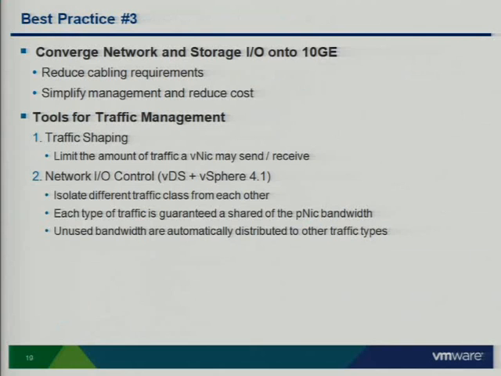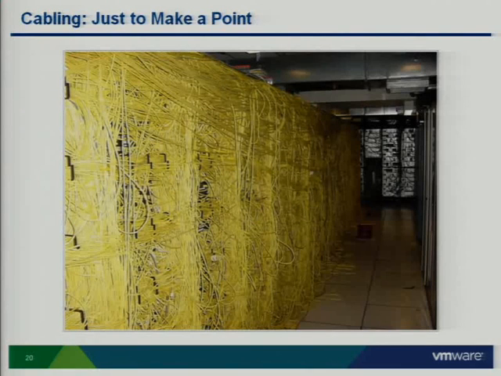All right. So the last one, which is new in vSphere 4.1 that was released last month. The idea is that if you want to converge your network and storage onto 10 gig Ethernet, you can actually do it reliably now. The main reason is that you want to reduce your cabling requirements. And just to illustrate the point, here's one of the pictures of a data center to show that cabling can be a problem.